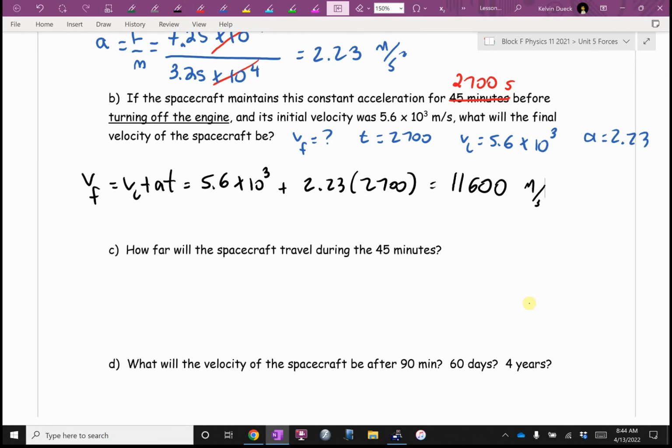Kara, what's part C you want me to find? How far? Which one is that? Distance. Which equation? I'm not going to relist everything. I've got it all listed here. How can I find distance? Uh-oh, got to get the green sheet out.